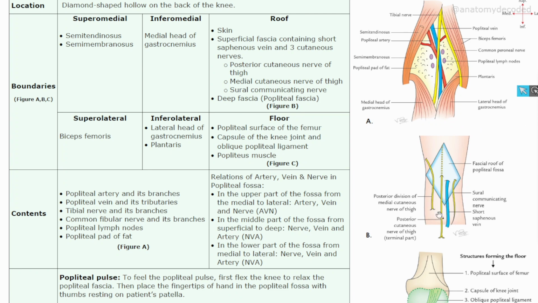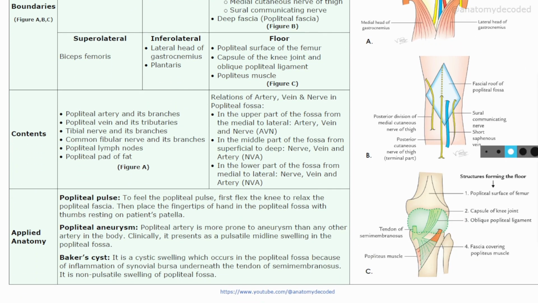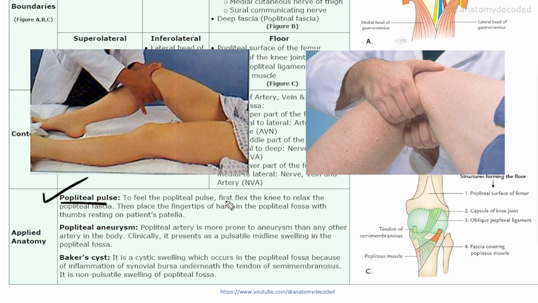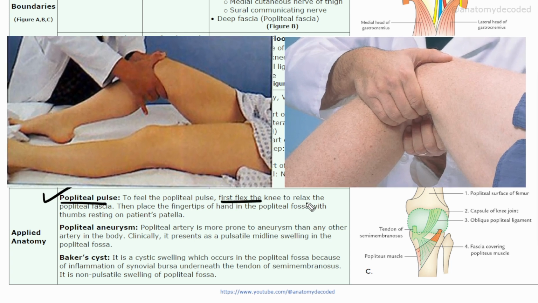Okay, then coming to the applied anatomy of the popliteal fossa, the popliteal pulse can be palpated. For that, the knee has to be flexed and relaxed. Then we place the fingertips of the hands in the popliteal fossa with the thumbs resting on the patient's patella. So this is how the popliteal pulse can be palpated. It is one of the difficult pulses to palpate amongst all other pulses, because the popliteal artery is quite deep in this region.